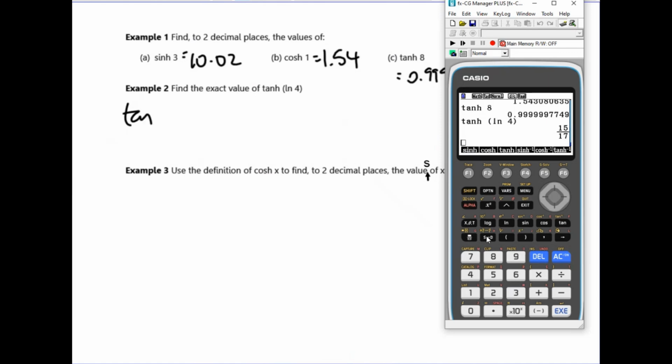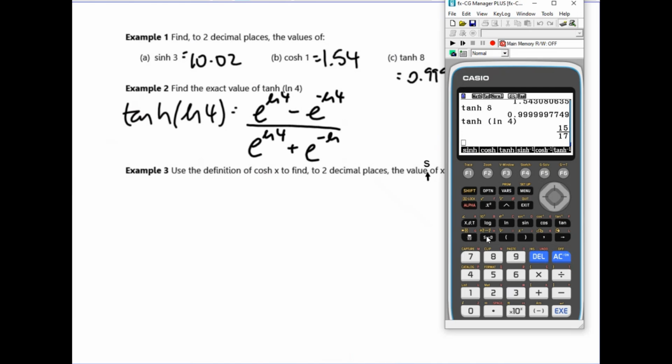If I start off with my definition for tanh, which is sinh over cosh, so it's e to the ln 4 minus e to the minus ln 4, over e to the ln 4 plus e to the minus ln 4. So that's my definition for tanh.